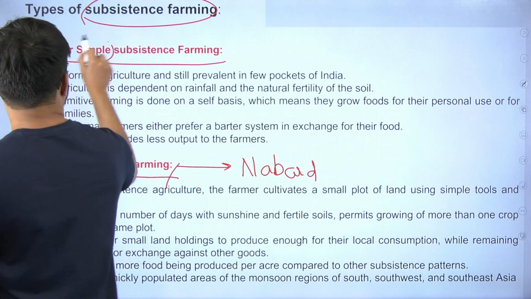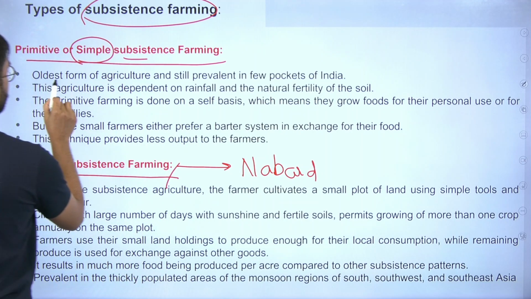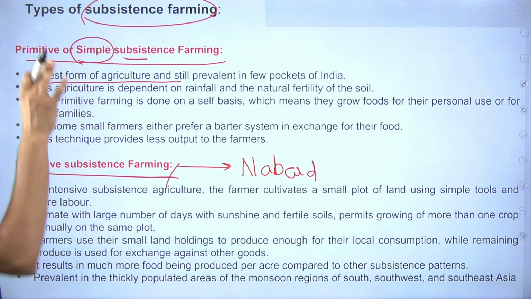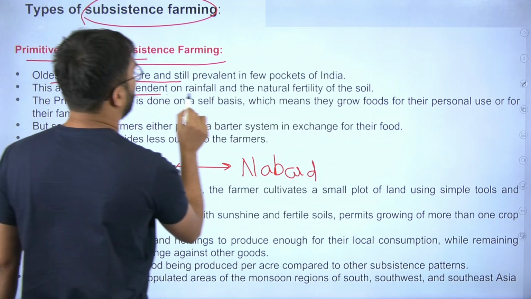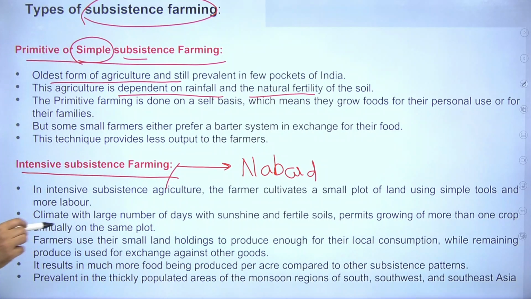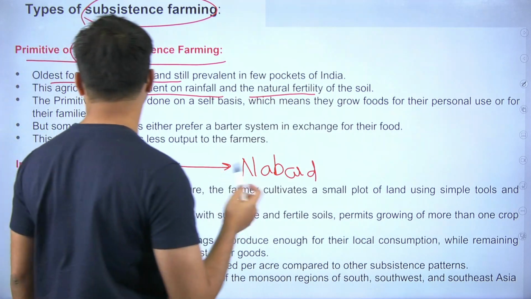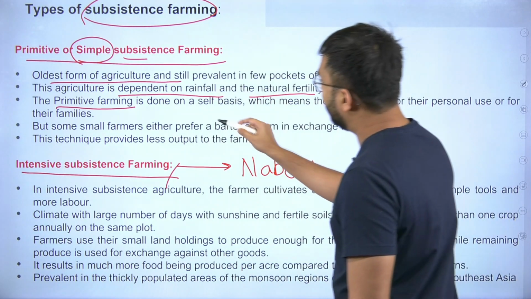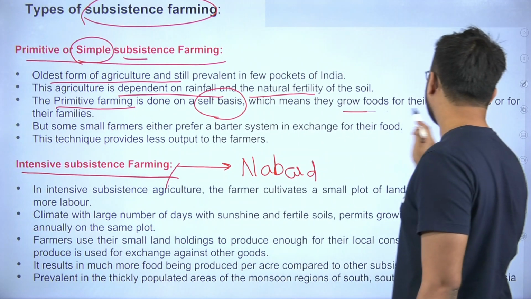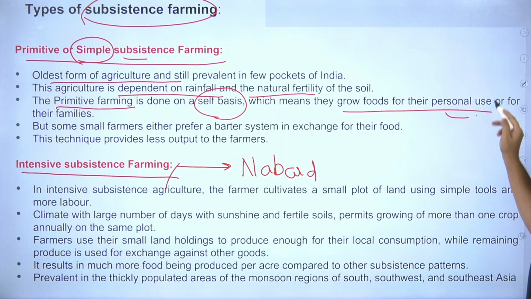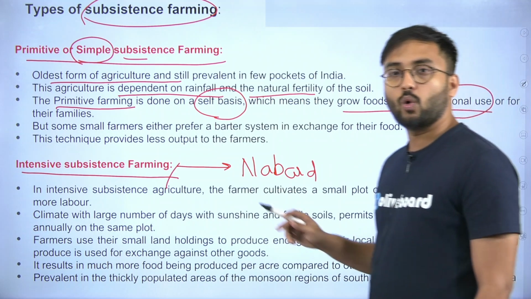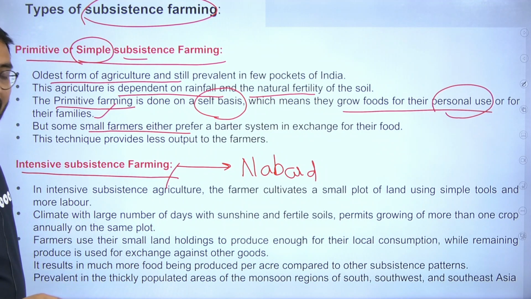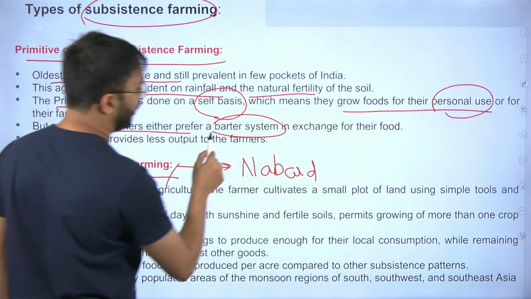Now primitive or simple subsistence farming, what does it mean? It is the oldest form of agriculture and still prevalent in rural and last mile connected areas. This agriculture is dependent on rainfall and natural fertility of soil, where resources are not added by the farmers. Primitive in the sense they are using old traditional methods, and it is done on a self basis. That means they grow food for their personal use and only for their family consumption. But some small farmers can also exchange this food according to the barter system.